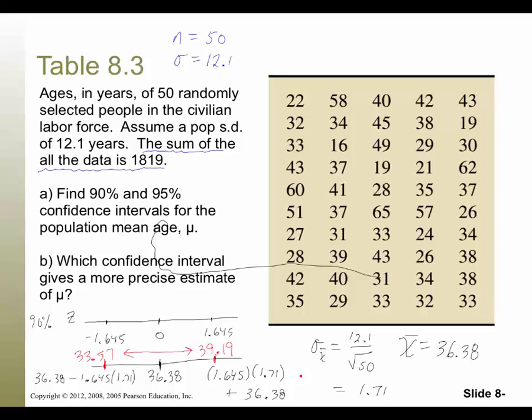If you want to be more sure, that's the idea of precision. If you want to be more sure that your mean is in your confidence interval, then you need a wider confidence interval. Should make sense. You need more room for error, and then you're more sure that you're in that interval. So when you do this 95% confidence interval, you should get a wider interval than this 33.57 to 39.19. Okay, go.